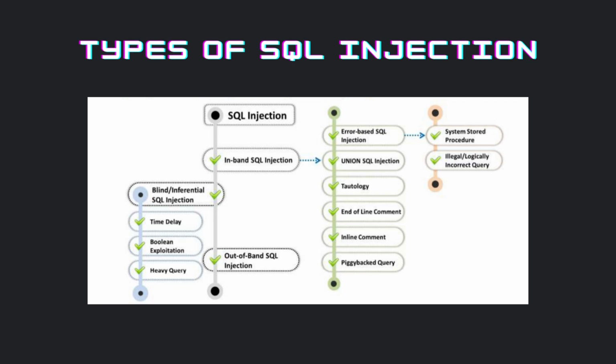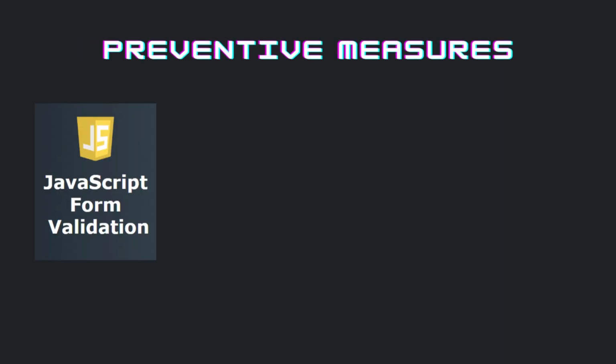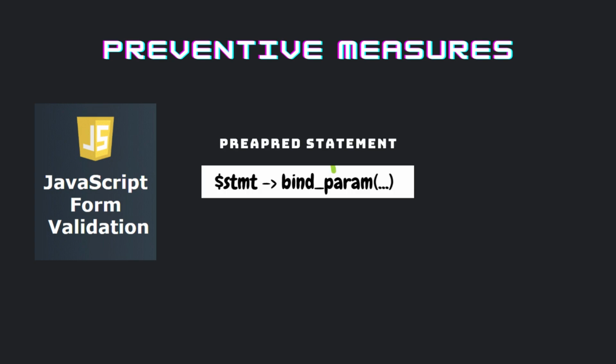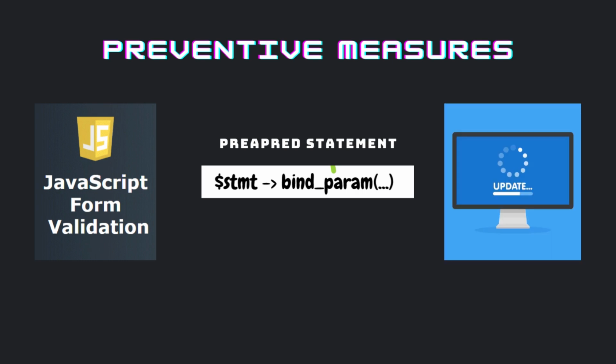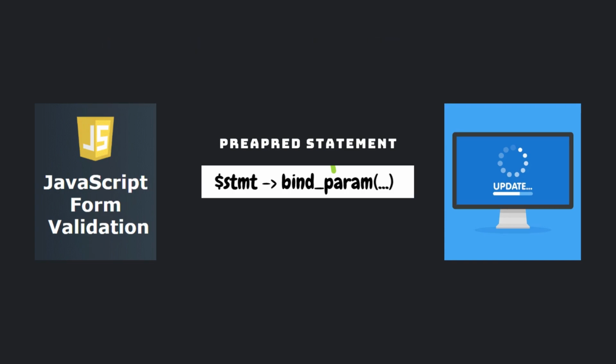And there are many other types of SQL injections, and they can be done using different tools also. But to prevent it, we have to properly validate and sanitize user input and use prepared statements and parameterized queries. And another thing we have to make sure of is to regularly monitor and update our database system and application software.